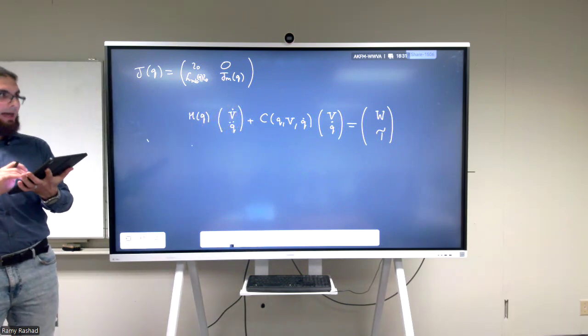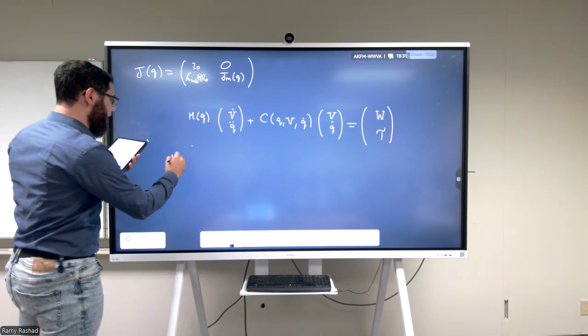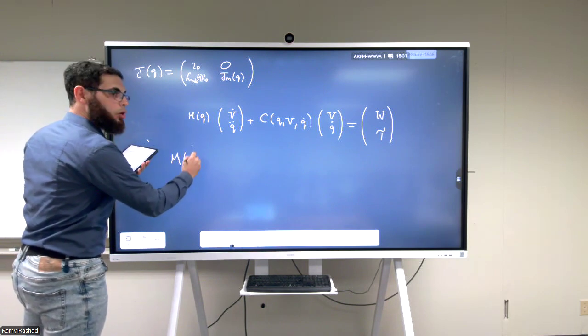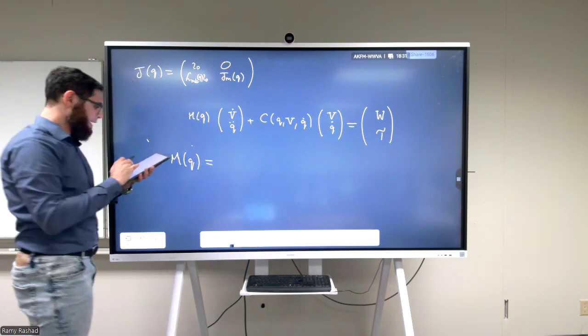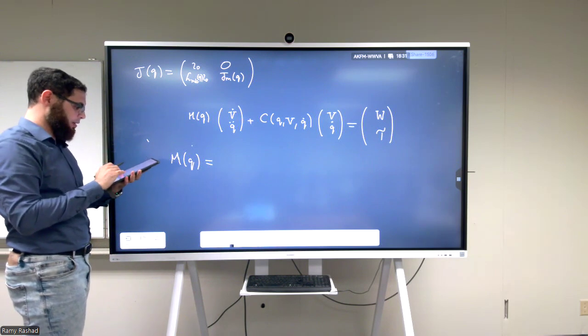What's even better than that is how the mass matrix M of Q will look. We can decompose it into something that looks like this.